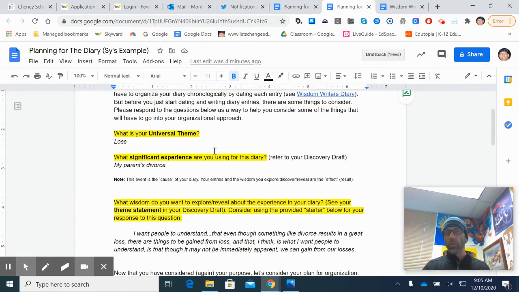That's why it's called Wisdom Writers, because this is really about revealing your wisdom. The significant experience that I'm using is my parents' divorce when I was 4 years old.